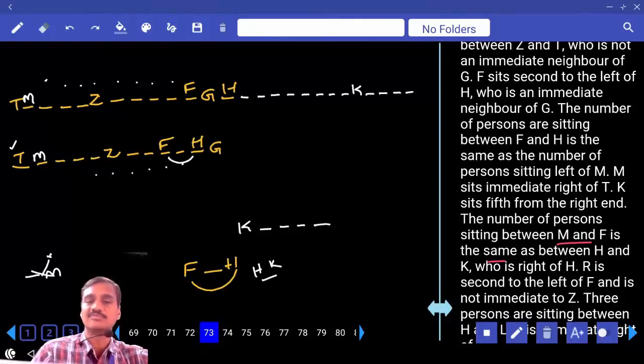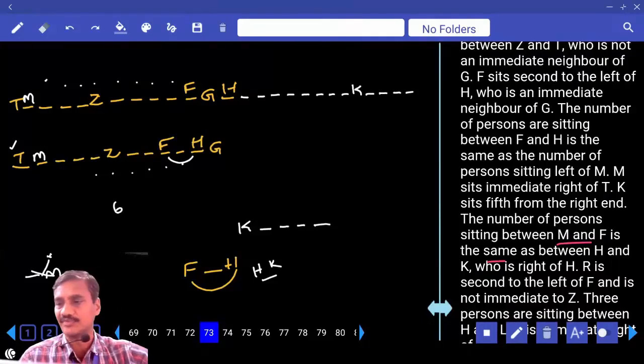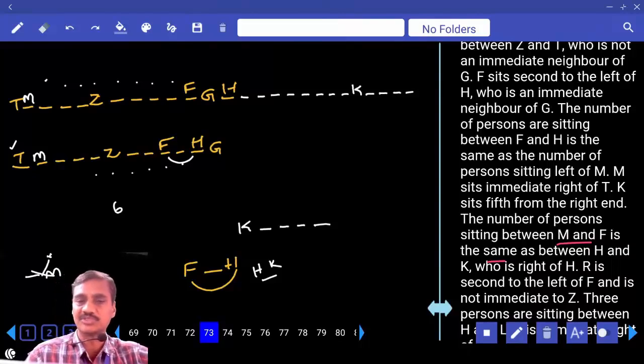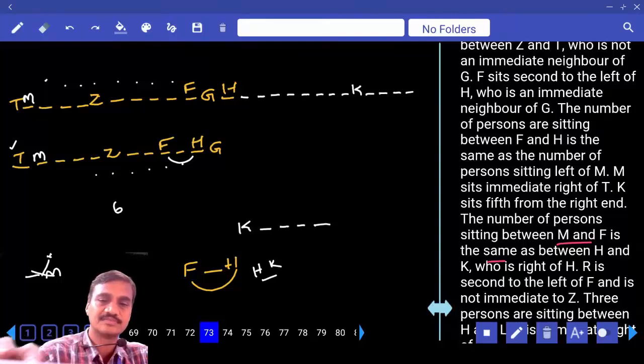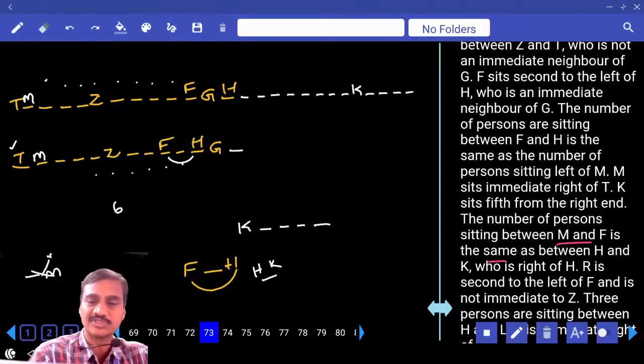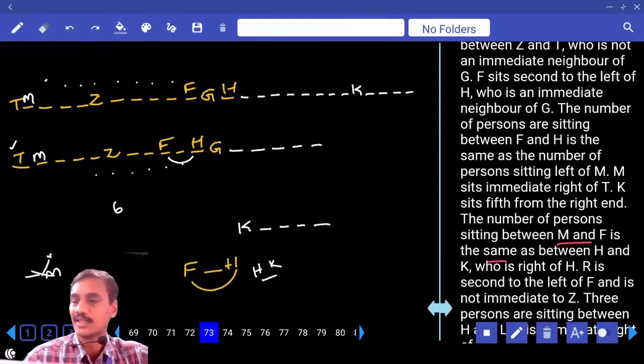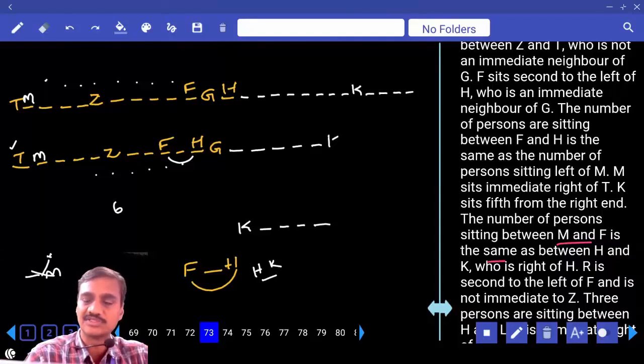6 persons are there in between M and F, and the same 6 persons between H and K. H and K, 1, 2, 3, 4, 5, 6, isn't it? And K is to the right of H. K is to the right of H and 1, 2, 3, 4, 5, 6, K is here. Then 1, 2, 3, 4. That fits.